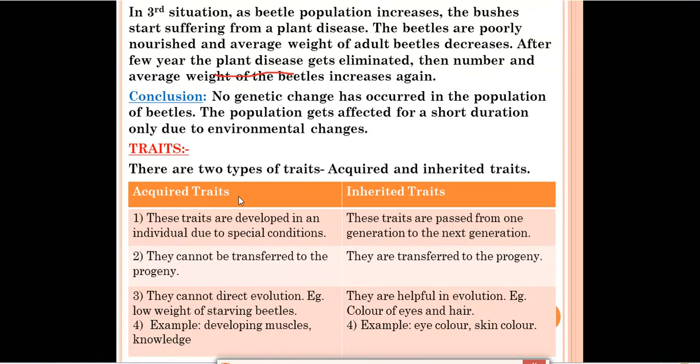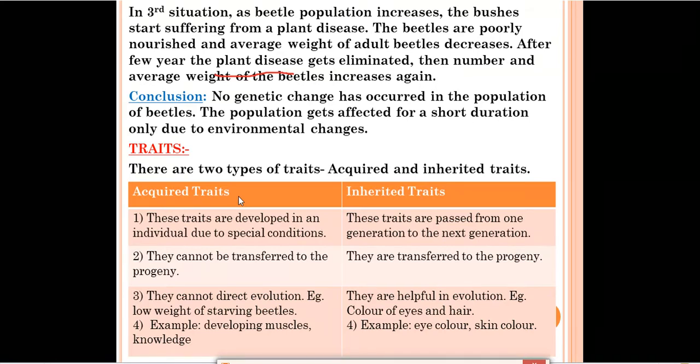Acquired traits are those traits which an organism or individual develops in its lifetime. For example, learning power, muscles, etc. Okay, these cannot be transferred to their children or to their offspring. For example, your mother is good in music. It is not necessary that you will also be good in music, because she has learned that music in her lifetime.